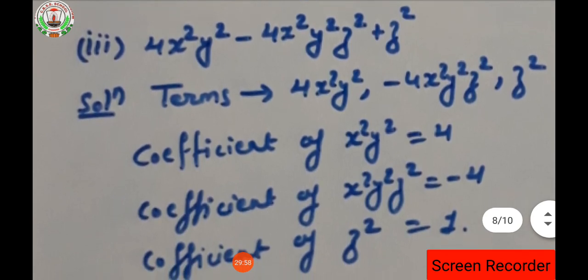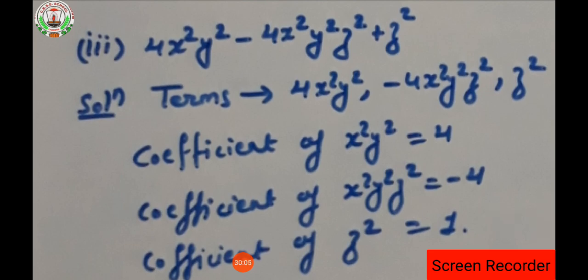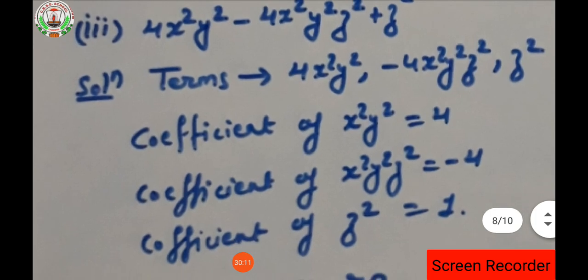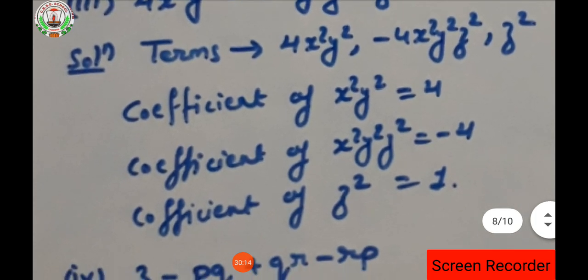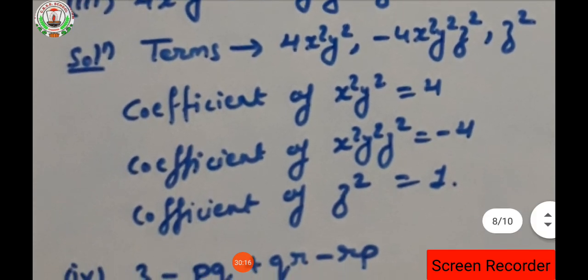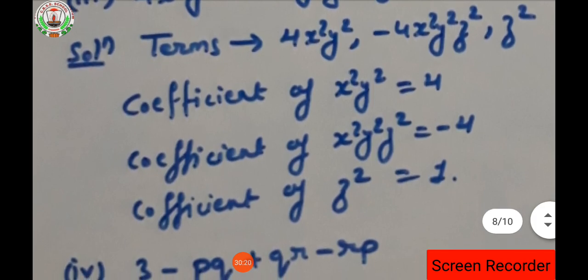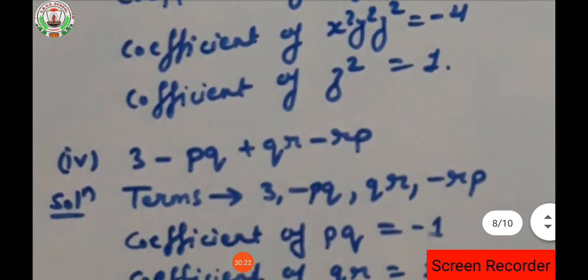Similarly, for the third part, 4x square y square minus 4x square y square z square plus z square. So how many terms are there? 3 terms are there. First is 4x square y square, second is minus 4x square y square z square, and third is z square. So the coefficient of x square y square is 4, the coefficient of x square y square z square is minus 4, and the coefficient of z square is 1.